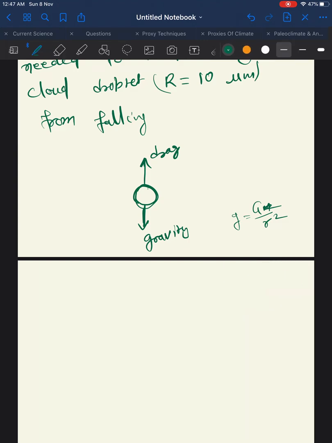Mass is basically density into volume. Mass is equal to density into volume. So volume is 4 by 3 pi r cube. This radius is the same for upward drag and downward drag both. The radius is not changing. But what about the volume? Volume will change, right? If there is more drag, then the droplet becomes flattened. And if less drag, then it will stay in the spherical shape only.